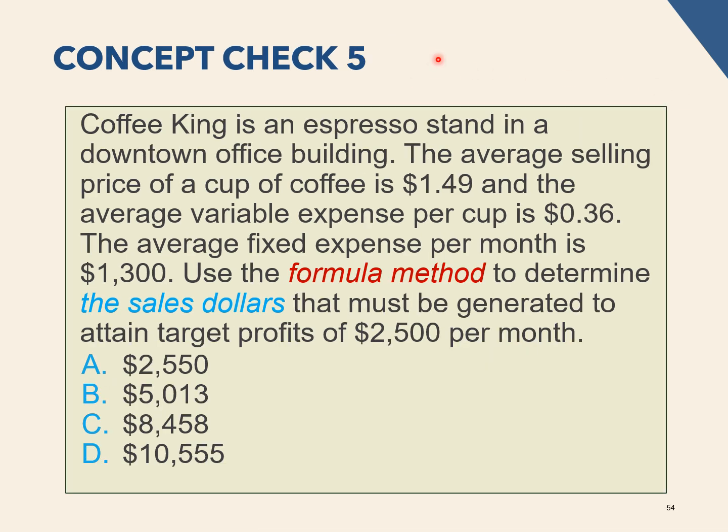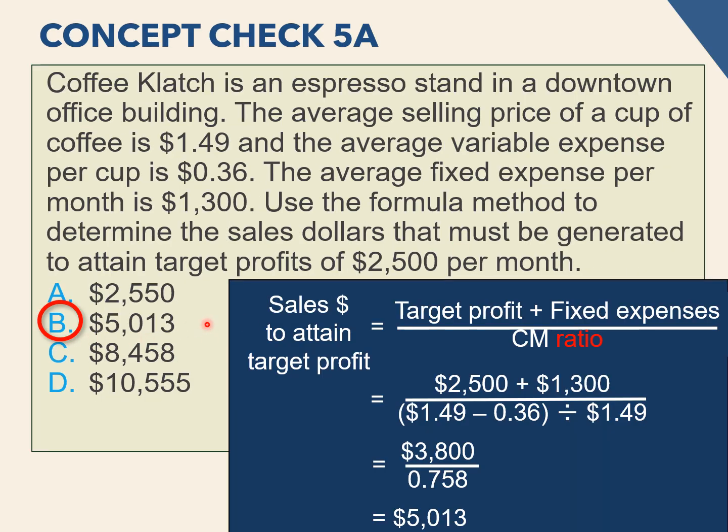Now let's do concept check number 5. This time we also use the formula method, but we have to determine the sales dollars that must be generated to attain a target profit of $2,500 per month. The answer is B. The formula would be like this. You take the target profit, which is $2,500, plus fixed expenses, which is $1,300, divided by the contribution margin ratio, which is 0.758. You will get the answer $5,013.